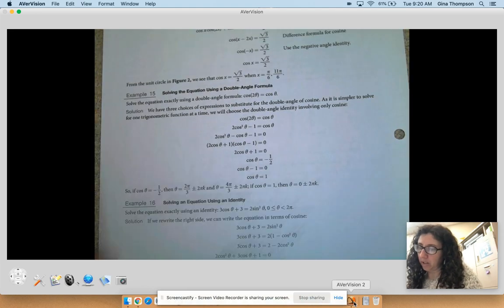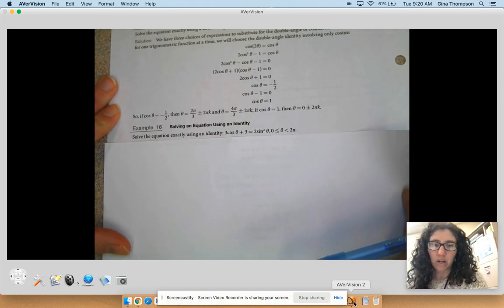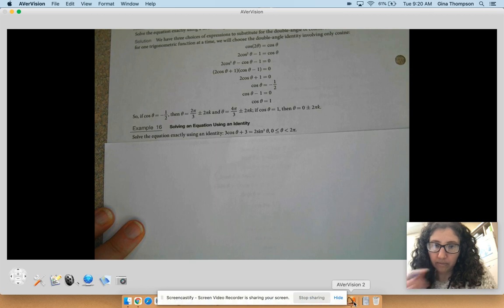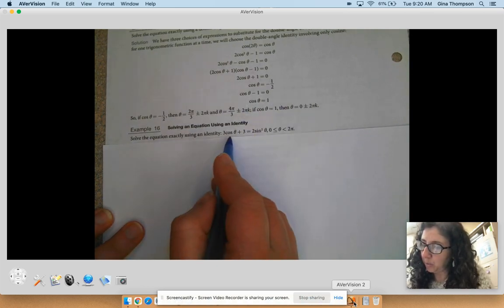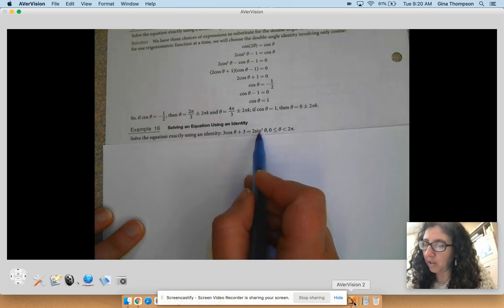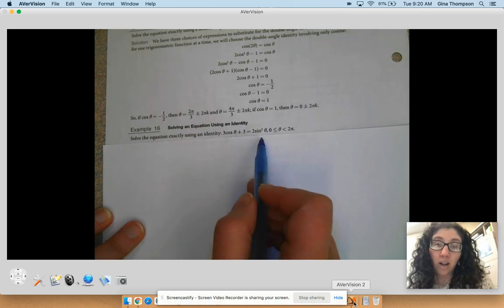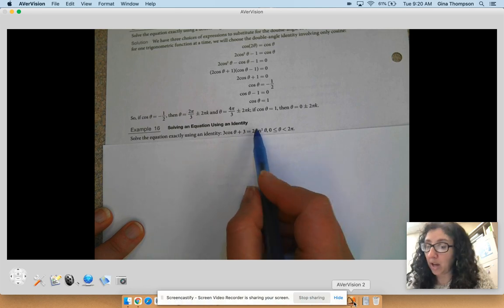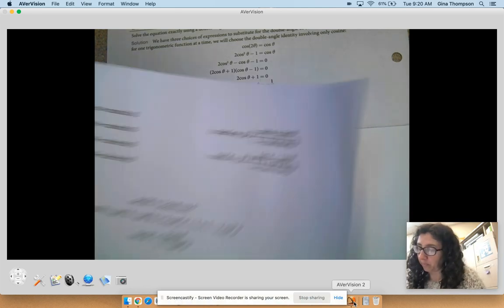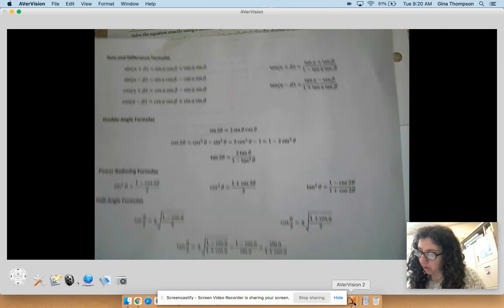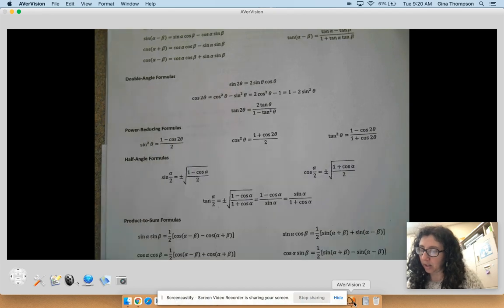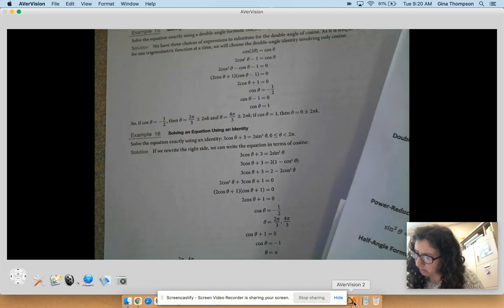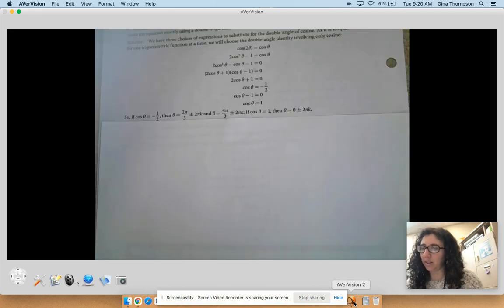Okay, what about this one? Solve it exactly. They don't tell us which identity to use, but they say 3 cosine theta plus 3 equals 2 sine squared theta. All right, so we have cosines and sines in the same equation. Not going to be able to do that. So let's look at the sine squared identity, the power reducing one. Yeah, we could use this. Wait, is that what they do? No, they don't.